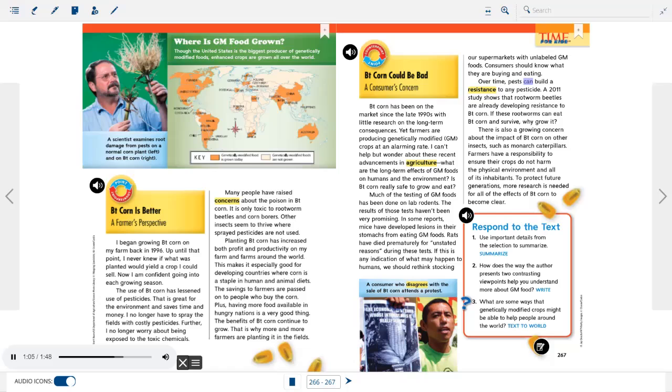Over time, pests can build a resistance to any pesticide. A 2011 study shows that rootworm beetles are already developing resistance to Bt corn. If these rootworms can eat Bt corn and survive, why grow it? There is also a growing concern about the impact of Bt corn on other insects, such as monarch caterpillars. Farmers have a responsibility to ensure their crops do not harm the physical environment and all of its inhabitants. To protect future generations, more research is needed for all of the effects of Bt corn to become clear. A consumer who disagrees with the sale of Bt corn attends a protest.